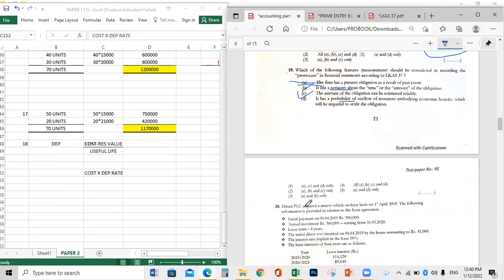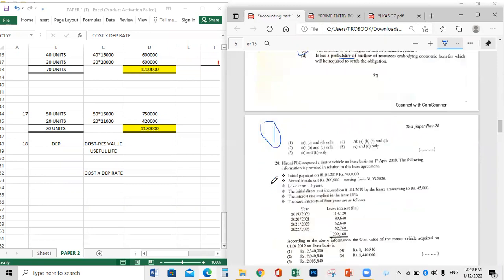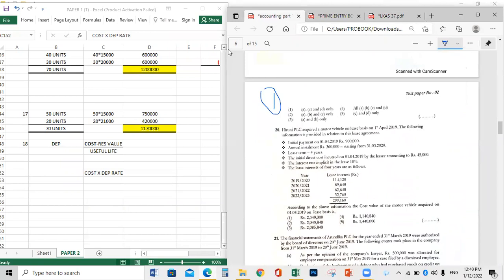Answer is A, C, and D. Guys, the answer for that one should be the first one. Clear? Okay. So guys, we stop it here.